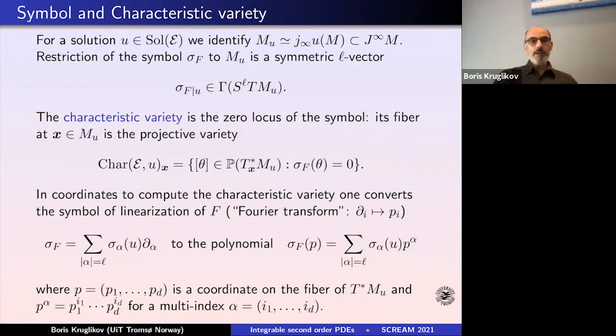So in coordinates, to compute the characteristic variety, you do the following. You do a kind of Fourier transform. You change derivations to multiplications. So just formally substitute ∂_i by p_i. And so you get, instead of this linear differential operator for the L, a polynomial. So p are coordinates on the cotangent space, and p^α is a multi-power for multi-index α.